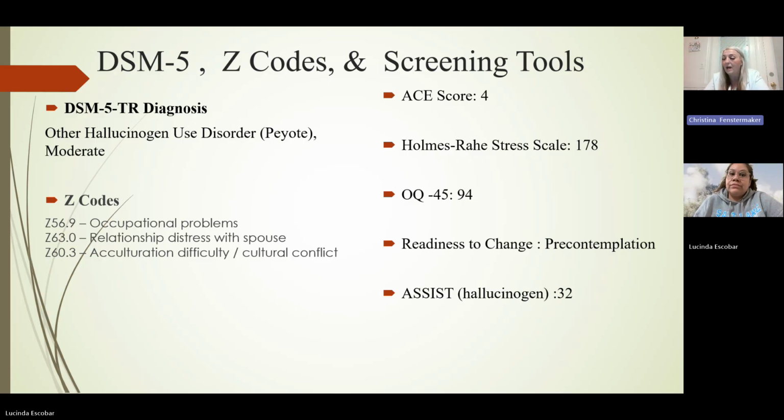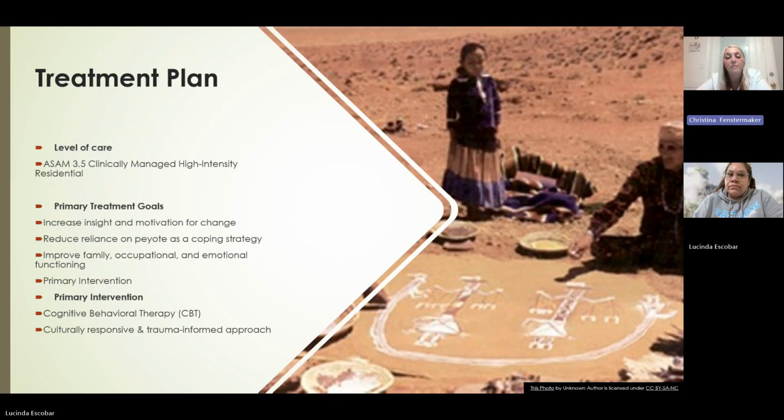His ASSIST was at a 32, and then going to the OQ-45, which he did score a 94. Scoring the 94 reflects clinically significant distress. A score of 94 suggests that his symptom distress is acute, even if Dakota minimizes it during his face-to-face. And the readiness to change, again, as we already addressed, is that he is in the pre-contemplation stage.